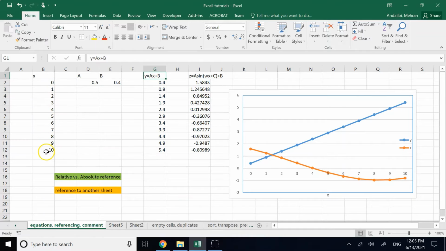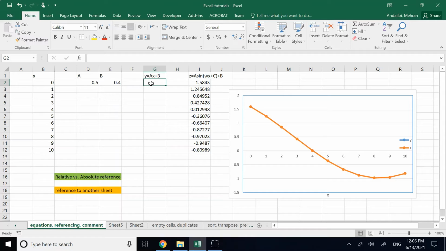Where x is coming from this column B, and this a and b, the slope and y-intercept, are coming from D2 and E2. So look, the way I created this formula is this. All I did was click in this cell and say this is equal to D2 times x plus this E2.